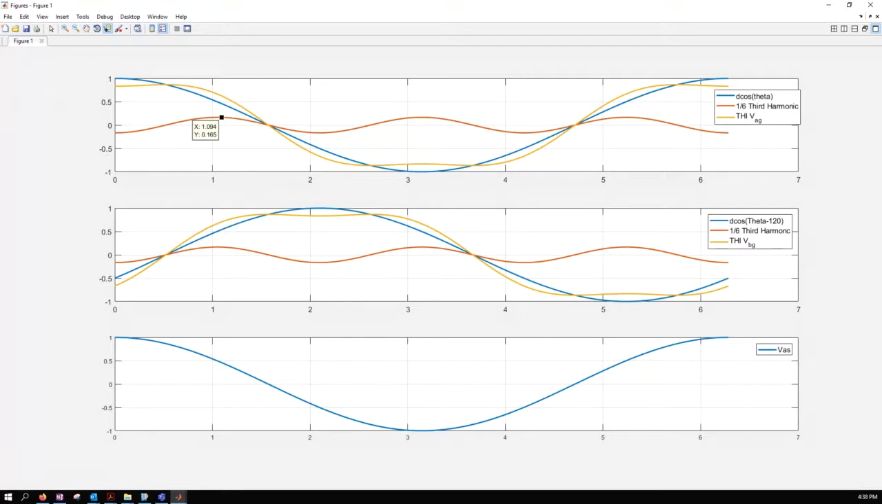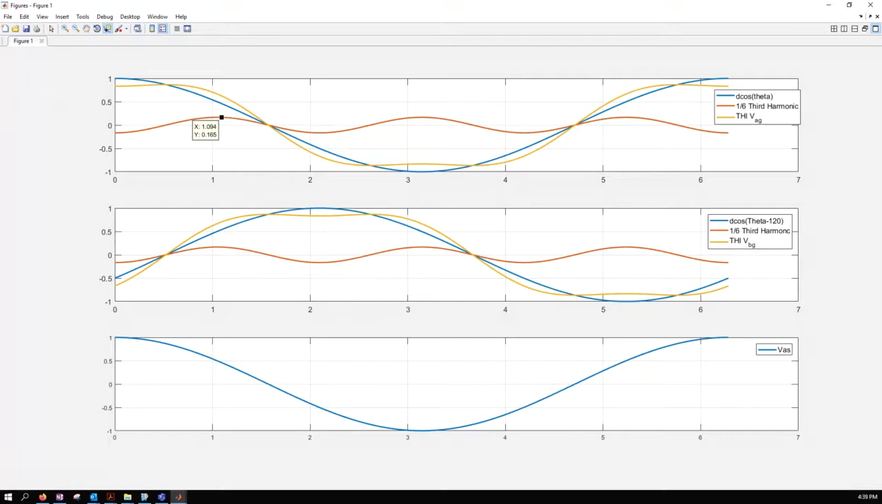Okay? So what it's essentially doing here is that at the peak of the waveform, the third harmonic is pulling it down a little bit. So you can see that when we are reaching the peak voltage, the third harmonic injected component is not reaching the peak voltage yet, right?